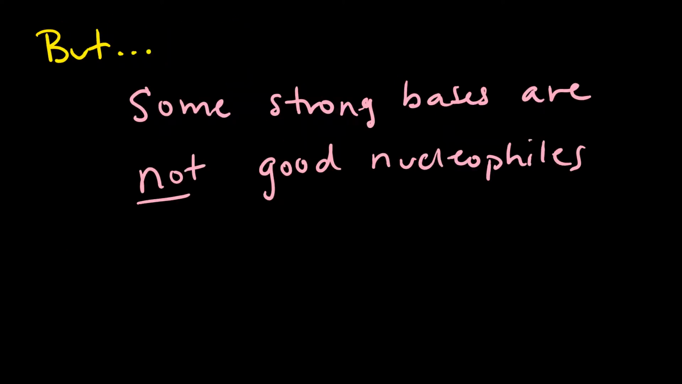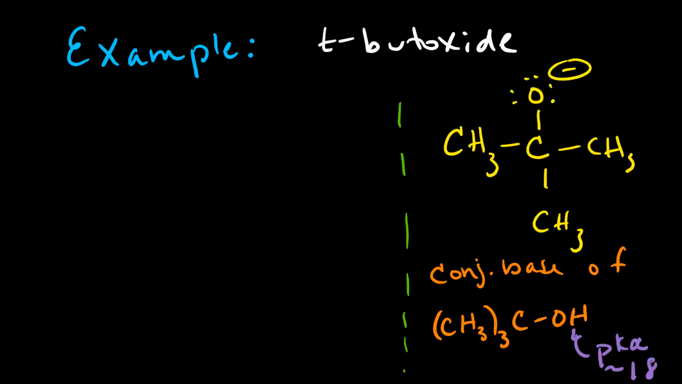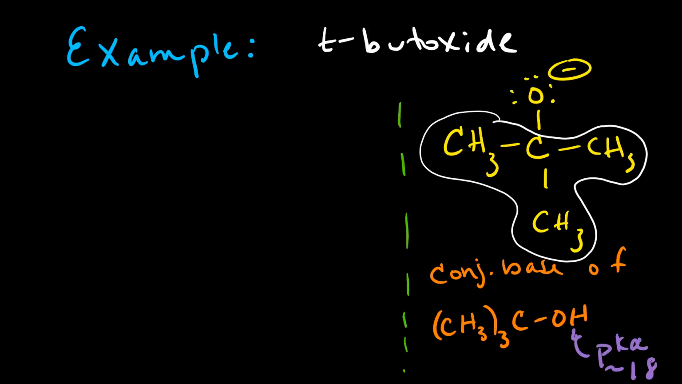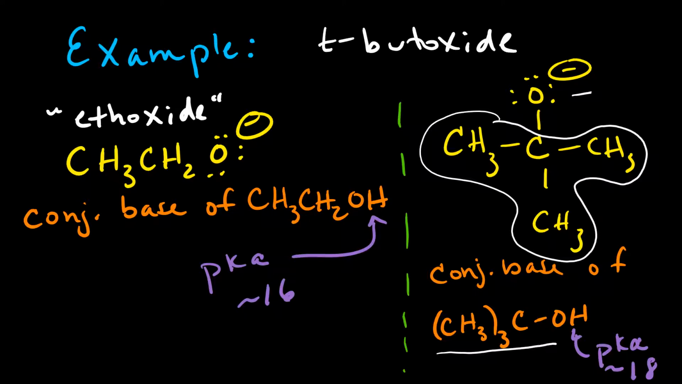But there are cases when a strong base may not be a good nucleophile. An example of this is tert-butoxide. So the name comes from the fact that it has a tertiary butyl group on it, and it's the butoxide ion. So it's the anion of tert-butanol. And tert-butanol, which I have written down here, has a pKa of around 18. Ethoxide, on the other hand, is the conjugate base of ethanol, which has a pKa of around 16.